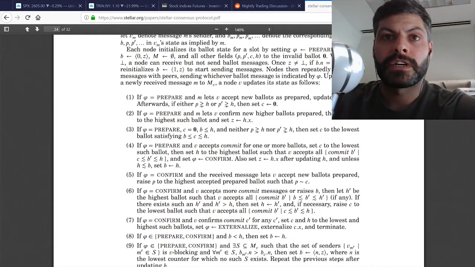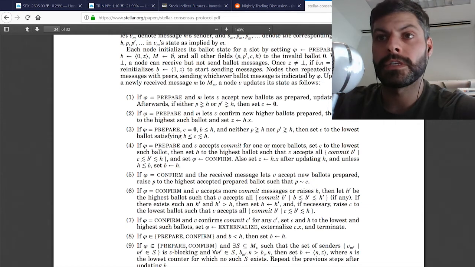5. If phi equals confirm and the received message lets V accept new ballots prepared, raise P to the highest accepted prepared ballot such that P is compatible to C. 6. If phi equals confirm and V accepts more commit messages or raises B, then let H prime be the highest ballot such that V accepts all commit B prime, for which B is less than and compatible to B prime, which is less than and compatible to H prime, is true, if any.